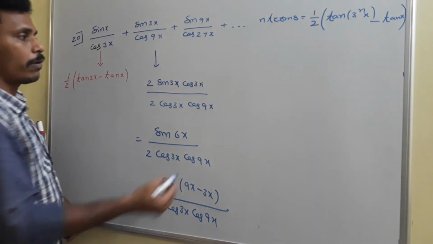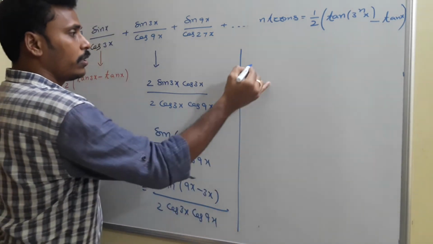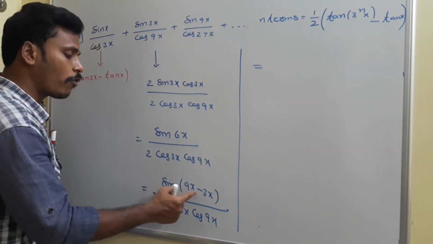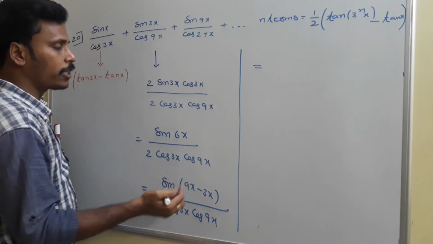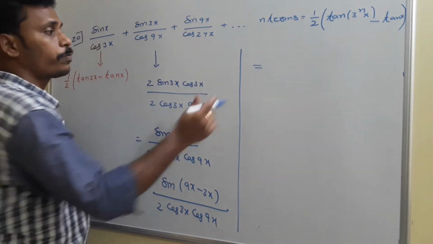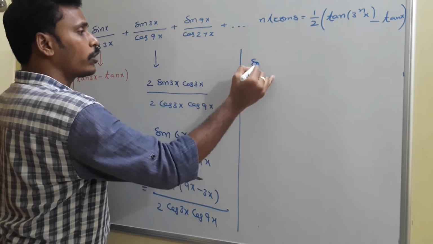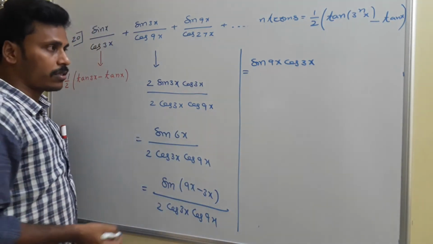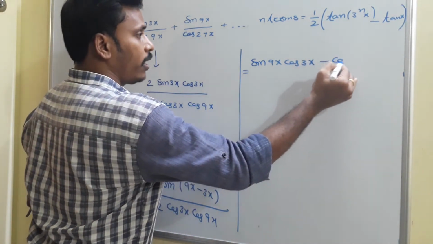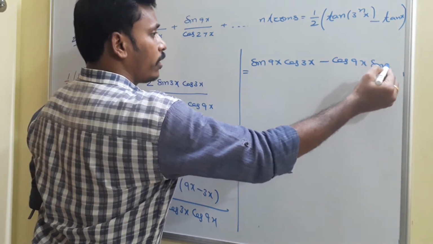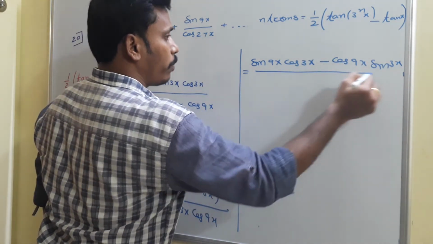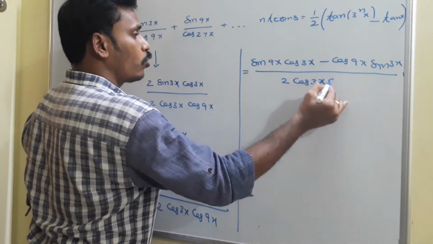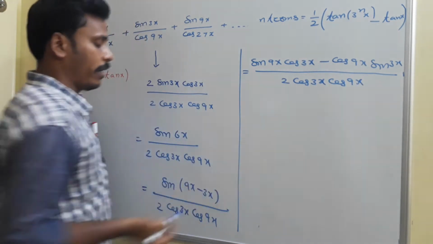Yeah, that's what we need to simplify. And in the next step, what to do? This is equal to sin of 9x minus 3x. Again, it is of the format sin of a minus b, and this sin of a minus b we can write as sin a cos b minus cos a sin b. So that is equal to sin 9x cos 3x minus cos 9x sin 3x divided by the denominator. What is the denominator? The denominator is 2 cos 3x and cos 9x.